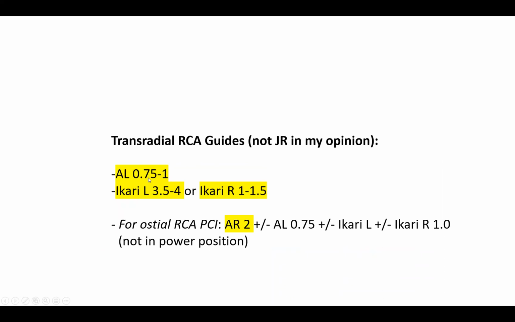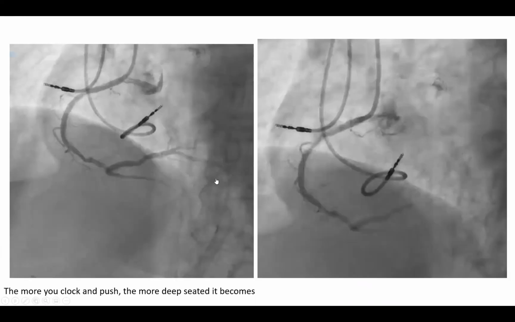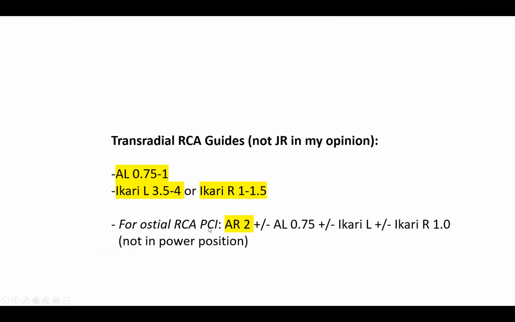That's one guide I use for ostial RCA, but I can also use an Amplatz left, something like this, where I control it and I don't pull it and prevent it from getting too deep, something like this. So you can get an Amplatz left if you're good at it and if you can control it. You can also use an Ikari left, not in a power position, and an Ikari right 1, not in a power position. So those also can be used. But for somebody who's new, doesn't want to make his life difficult, Amplatz right 2 is probably the best guide for ostial RCA. Any questions?